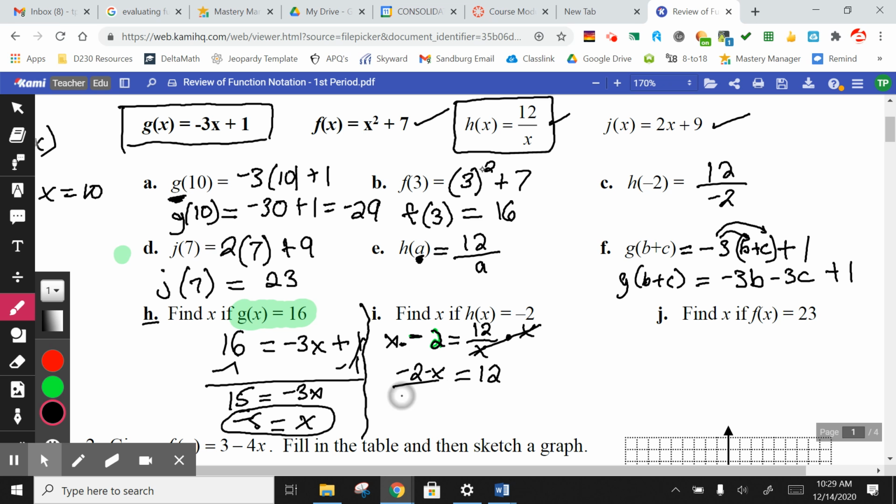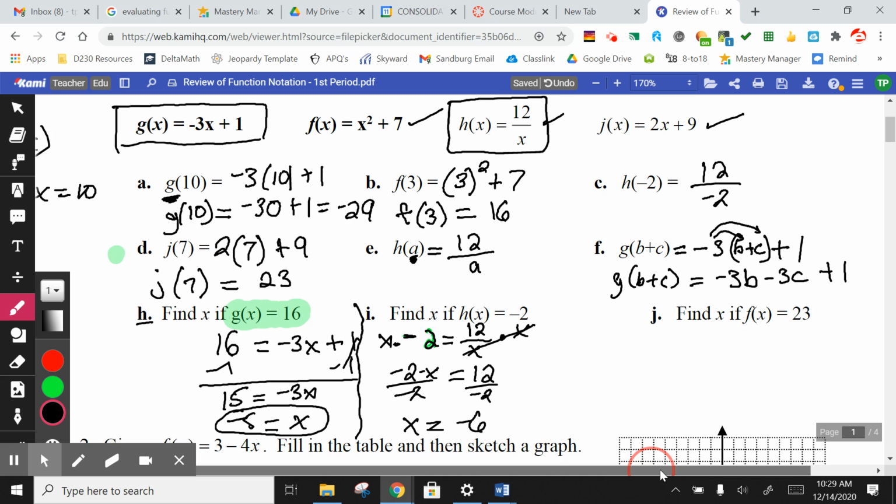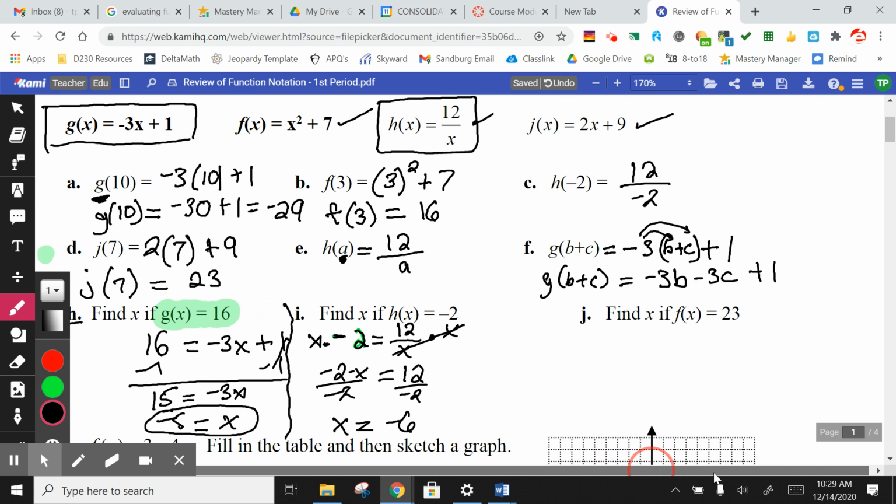All right, then from there, we can now divide by negative 2. And then multiply or divide. 12 divided by negative 2 should be negative 6. All right, last one. Do J. Now we should be able to do J. This is a much easier equation to solve once you've done that substitution. See if you can get through that one.